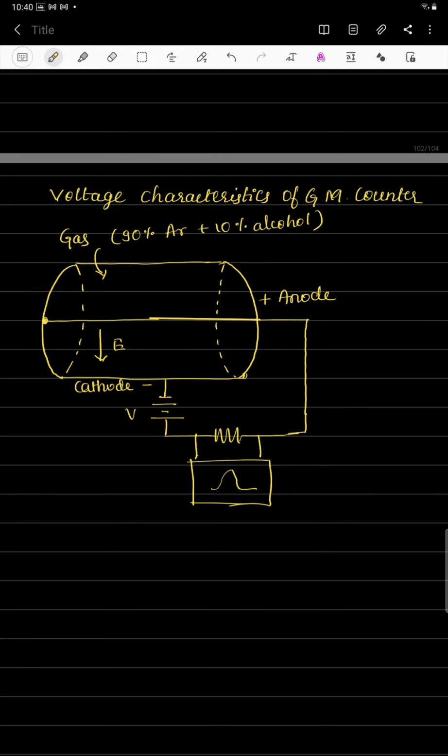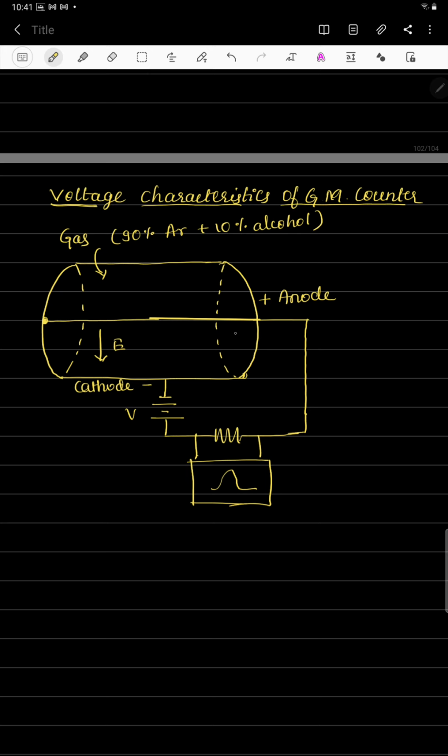Welcome students. In the last class we studied the construction and working of the GM counter, which is basically a nuclear detector that we use to detect alpha, beta and gamma radiations. Now in this session we'll see how the GM counter responds to different applied voltages. Before that, let's have a look at the construction.